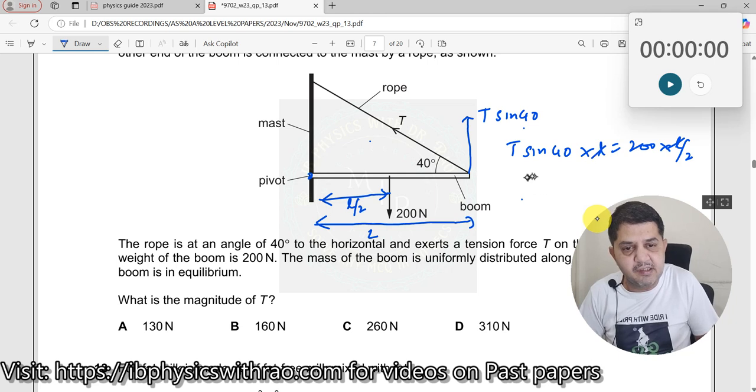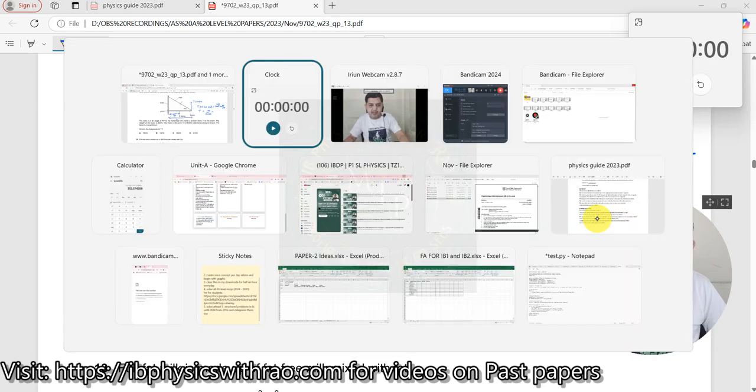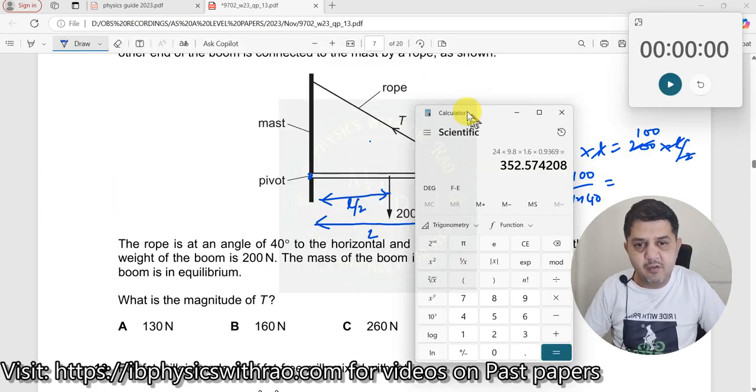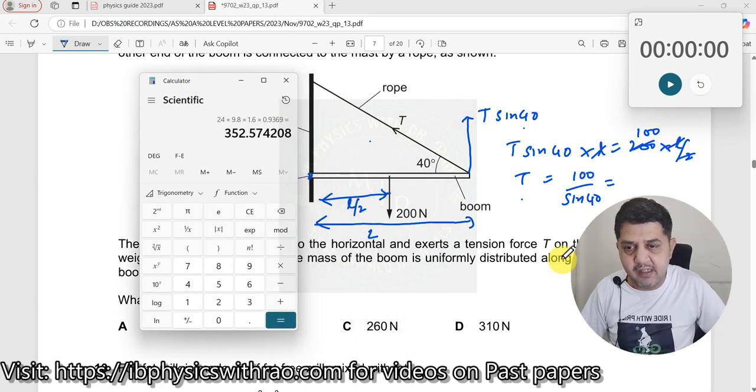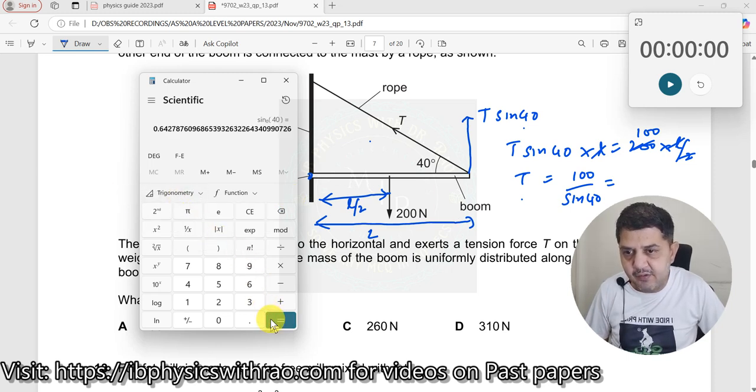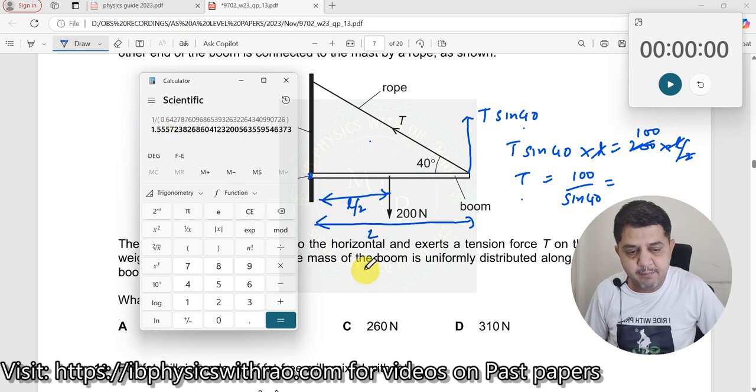This L and L go away, so you get T is equal to 200 divided by 2, which is 100, divided by sin 40. Let us calculate the value of sin 40 now. We'll just make calculators here. I put 40 here, go to trigonometry and type sin. So this will give you 0.6427. If I take the reciprocal of this, 1 by x, I get 1.55. Multiply this by 100, I get the answer 155.